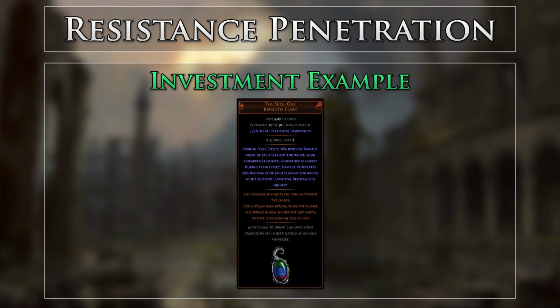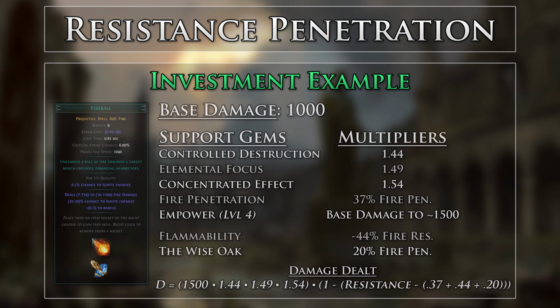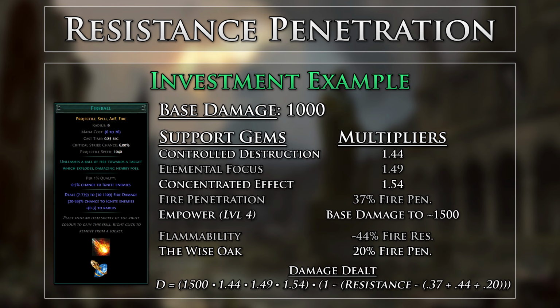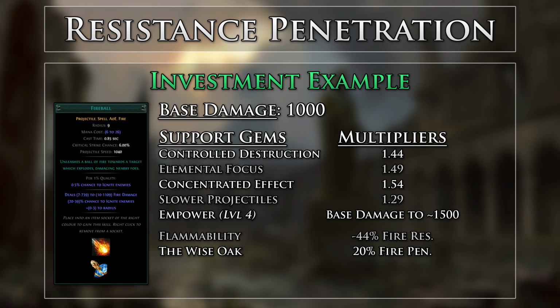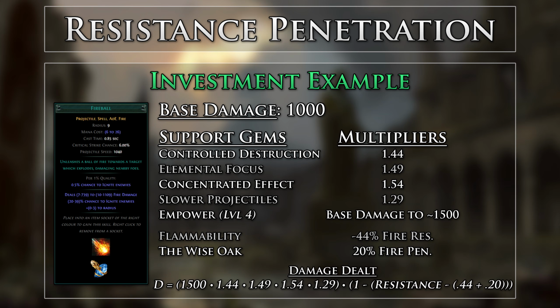Looking into this further, we can see that there are many other options for obtaining resistance penetration than just the support gem. We can gather penetration from the passive tree and other items such as the Wise Oak Bismuth Flask, which provides 20% elemental penetration for your highest uncapped resistance. In this case, if we have our fire resistance as our highest uncapped resistance, we can gain 20% fire penetration when this flask is in use. If we add this to our original function with fire penetration, we now have the following equation. If we now drop our fire penetration support gem for the slower projectiles gem, we now have the following equation.